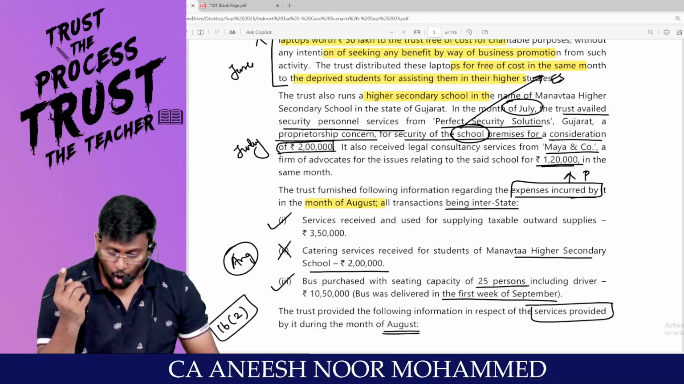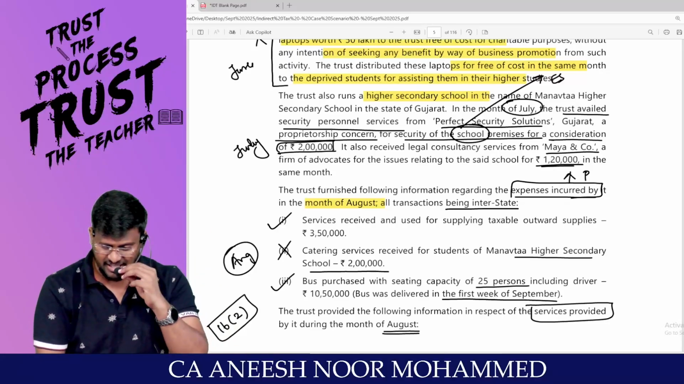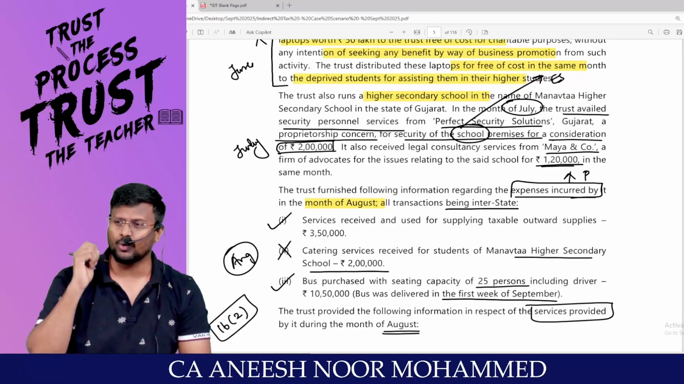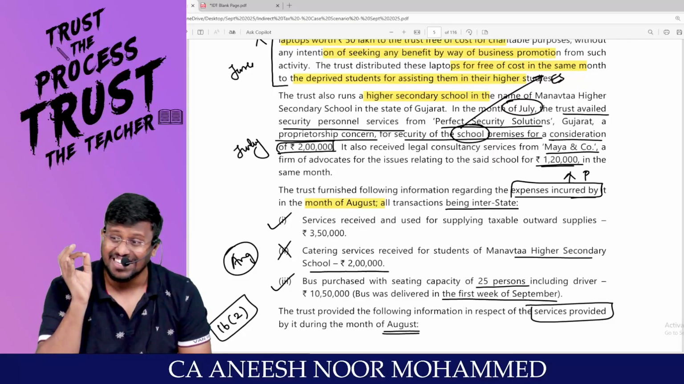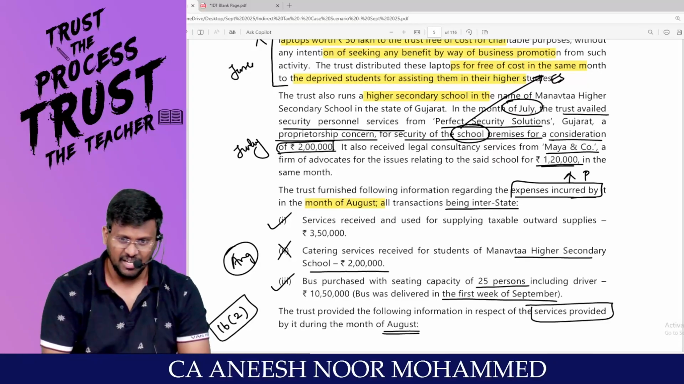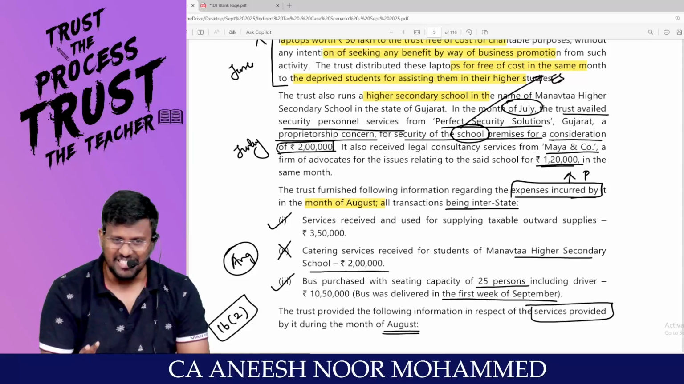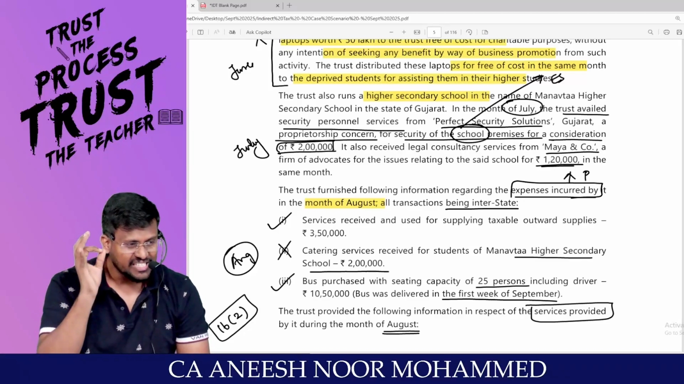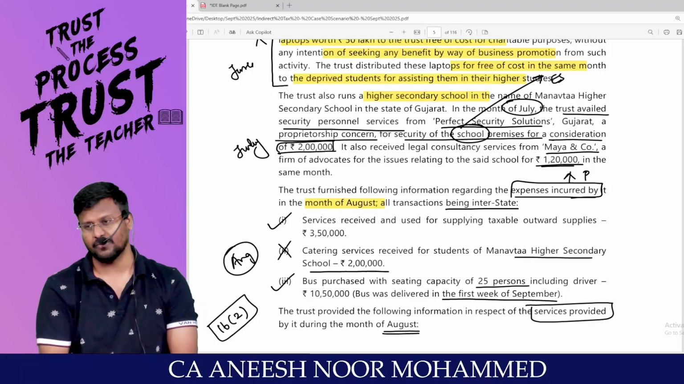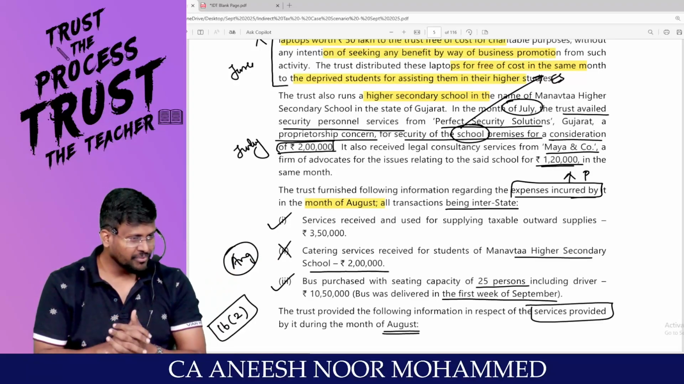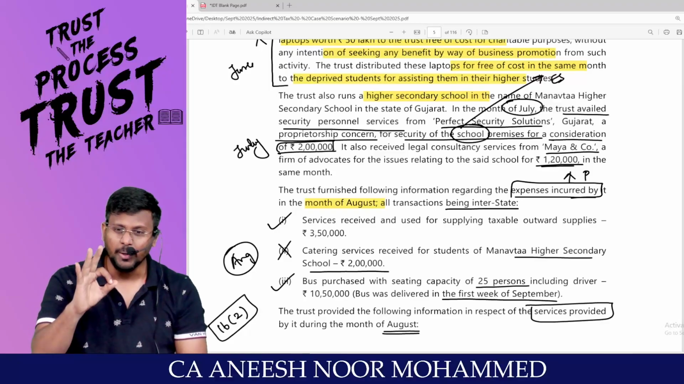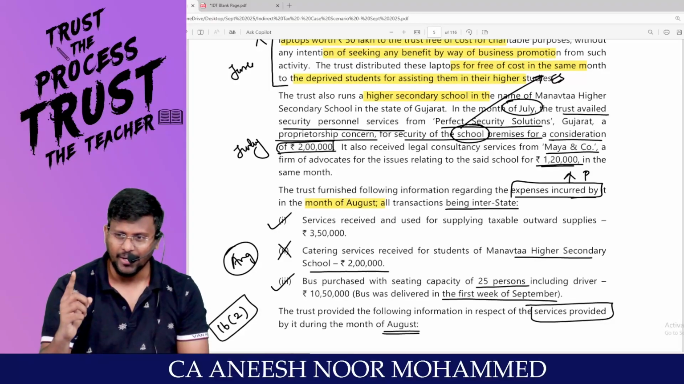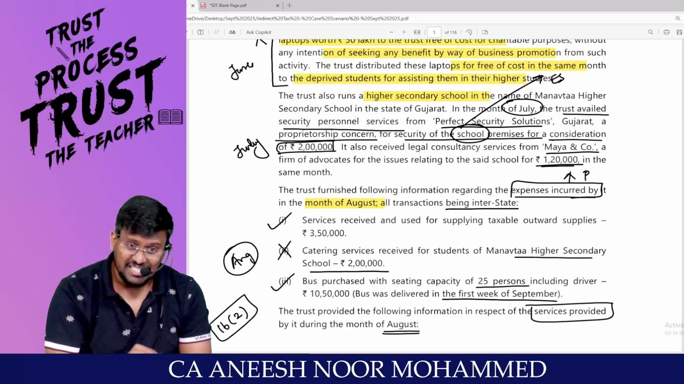Okay. It also received legal consultancy service from Maya & Co., a firm of advocates, for the issue relating to the said school. So the service is legal services. Goods transport agency, insurance agent, recovery agent, legal services provided by arbitral tribunal, security services and sponsorship services. Next one, job. Sir, there are 3 jobs. Services provided by an individual advocate or group of advocates to a business entity. That is RCM.